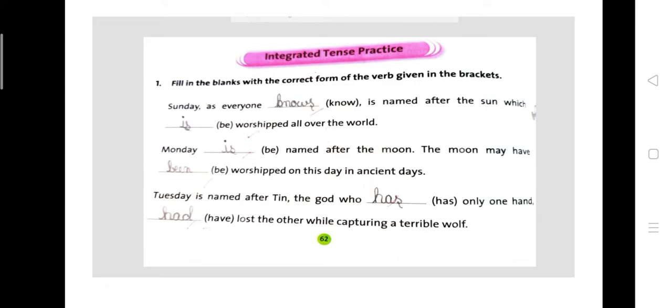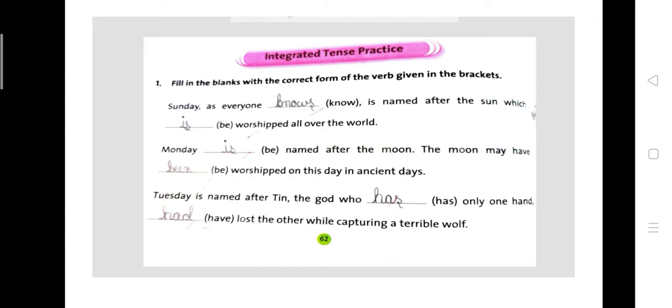Correct? Then next one is Monday is named after the moon. This is simple present tense. Monday का नाम कहाँ से पड़ा? Moon से पड़ा. The moon may have been worshipped on this day in ancient days. This particular sentence is in passive voice. That's why we have to use the form of be and V3, that is worshipped.